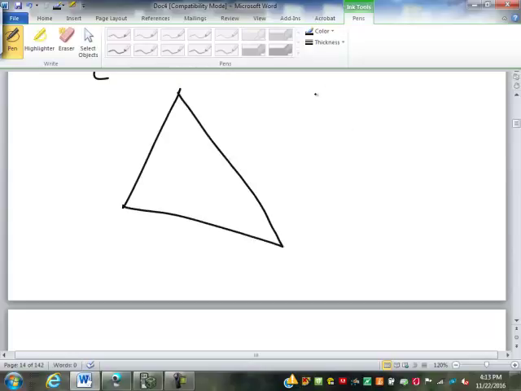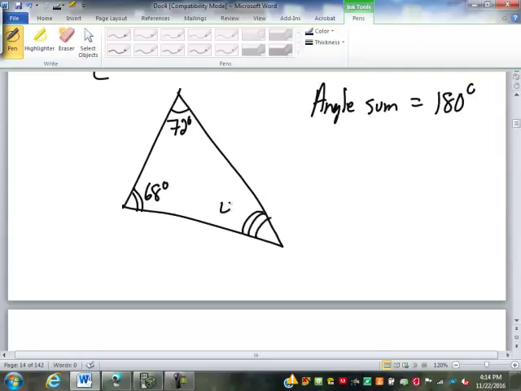In a triangle, the three angles have to add up to 180 degrees. Now that's only true for a triangle. If we get into other shapes, more than three sides, that's not true. But in a triangle, the three angles must add up to 180 degrees. So if I tell you that this one here is 72 degrees, and this one here is 68 degrees, this angle up here has to be 40 degrees, because they must add up to 180.